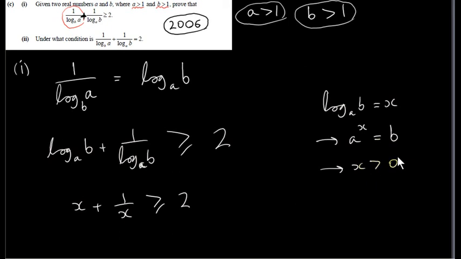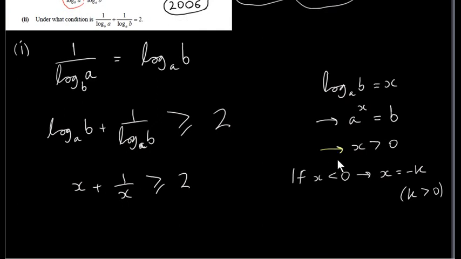Because if x equals 0, we would have a to the power of 0 equals b, but a to the power of 0 is 1, so we would have b equals 1, which contradicts the fact that we're saying b is greater than 1. So x can't equal 0. Now, the way to see that x cannot be less than 0 is to consider what happens if x is less than 0. Okay, so I'm saying here that x has to be greater than 0.